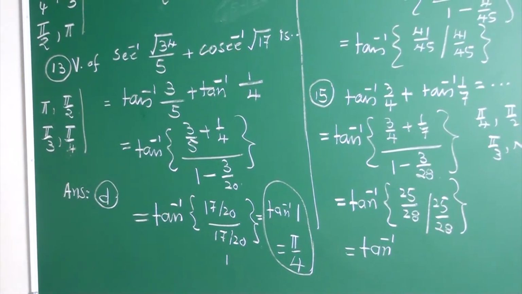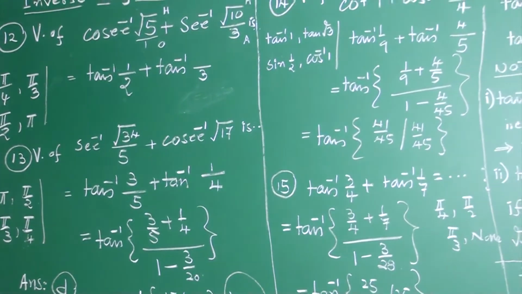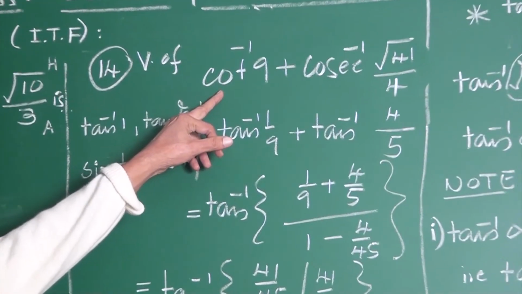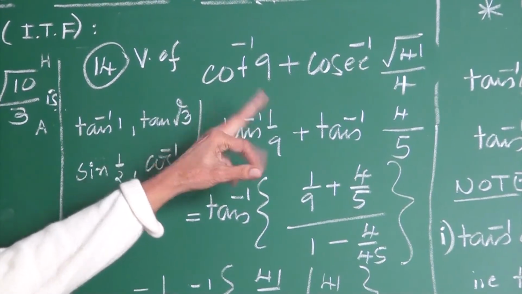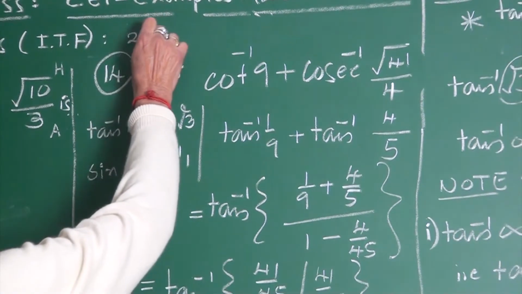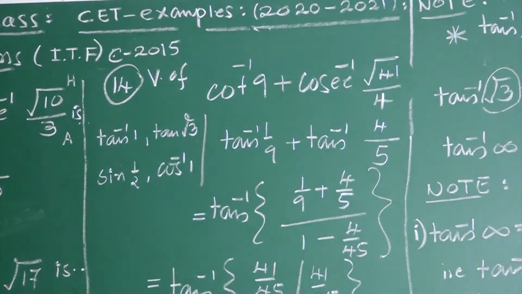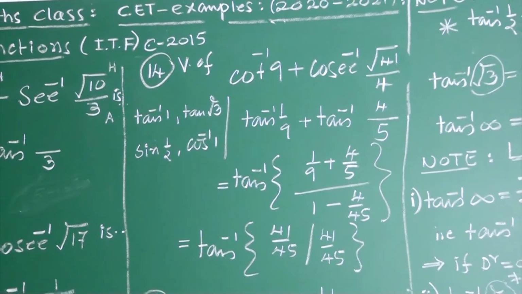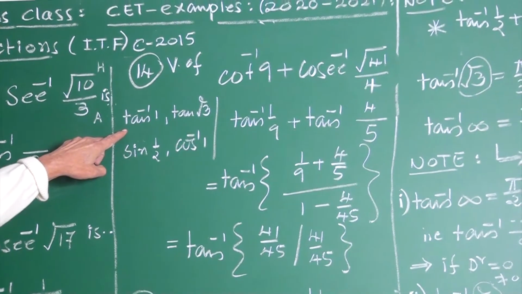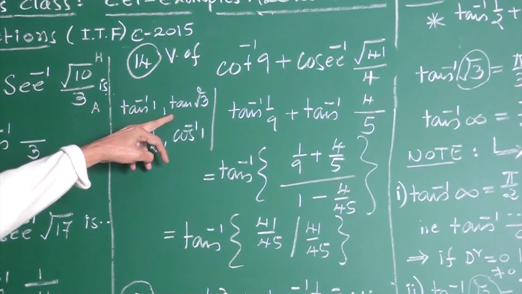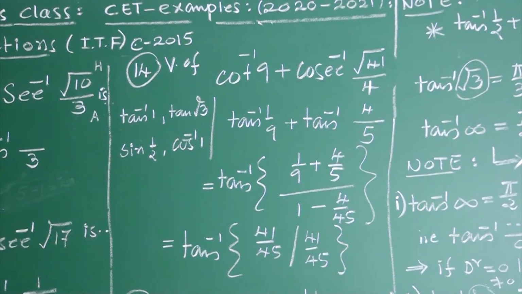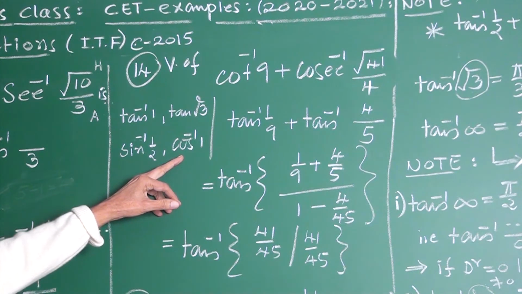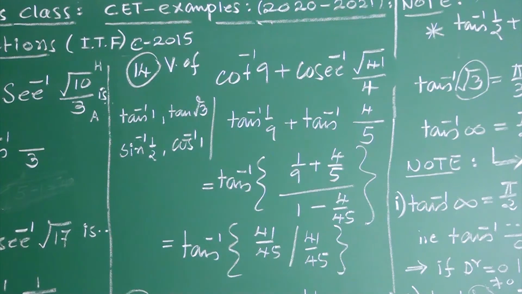Directly mark. The next, my friends, is the value of cot inverse 9 plus cosec inverse root 41 upon 4. This appeared, my friends, in 2015 CET. Cosec inverse root 41 upon 4. These are the options: tan inverse 1, tan inverse root 3, sin inverse 1 by 2, cos inverse 1.